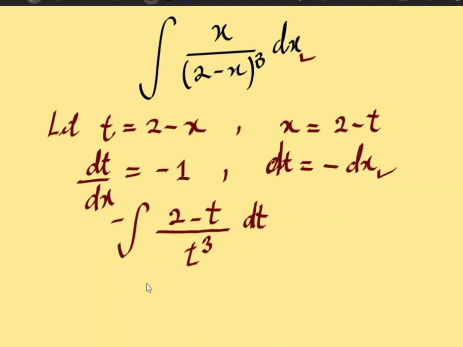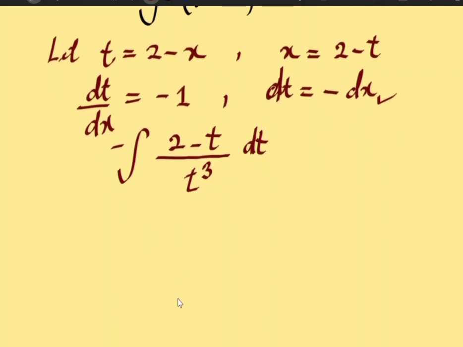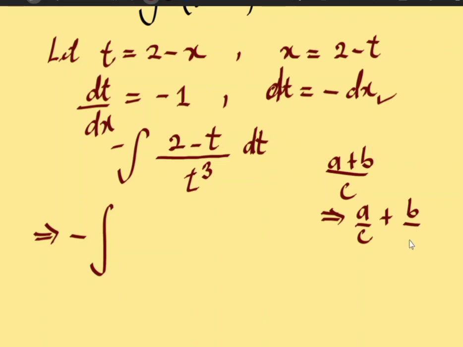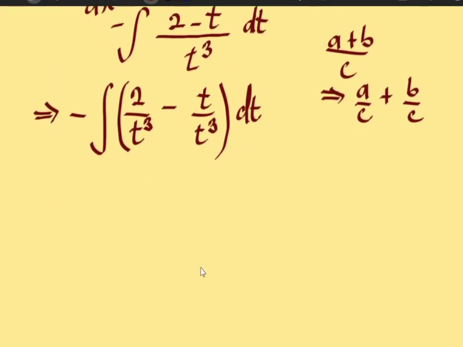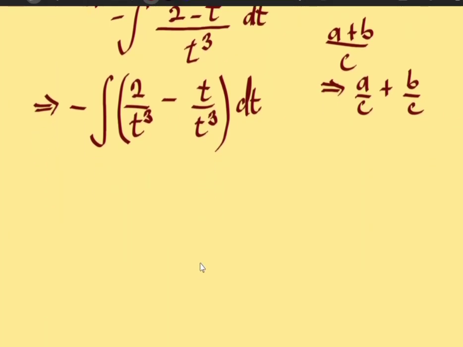We can do a simple manipulation here, that is the negative integral of the following. If we have (a plus b) over c, this can be expressed as a over c plus b over c. We can adopt the same concept here. We have 2 over t raised to the power 3 minus t over t raised to the power 3, everything with respect to t. So we can easily sort everything out.